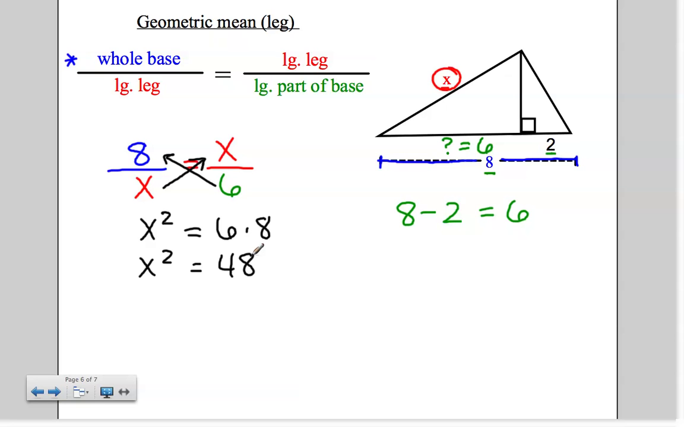In order to get the x by itself, I need to do the opposite of squaring it. So since this is telling me to square, the opposite of squaring something is taking its square root. So those cancel each other out, and all I'm left with is x. So x is equal to about 6.9.